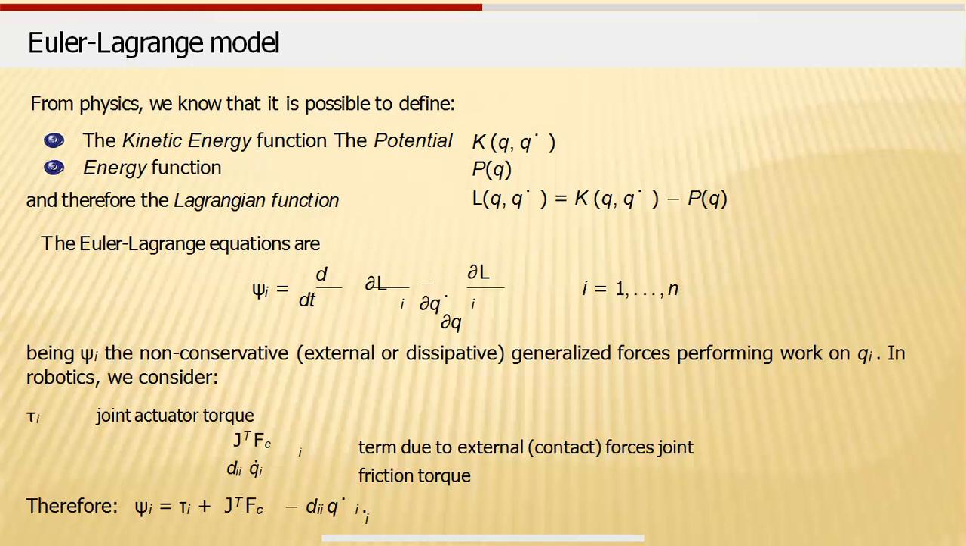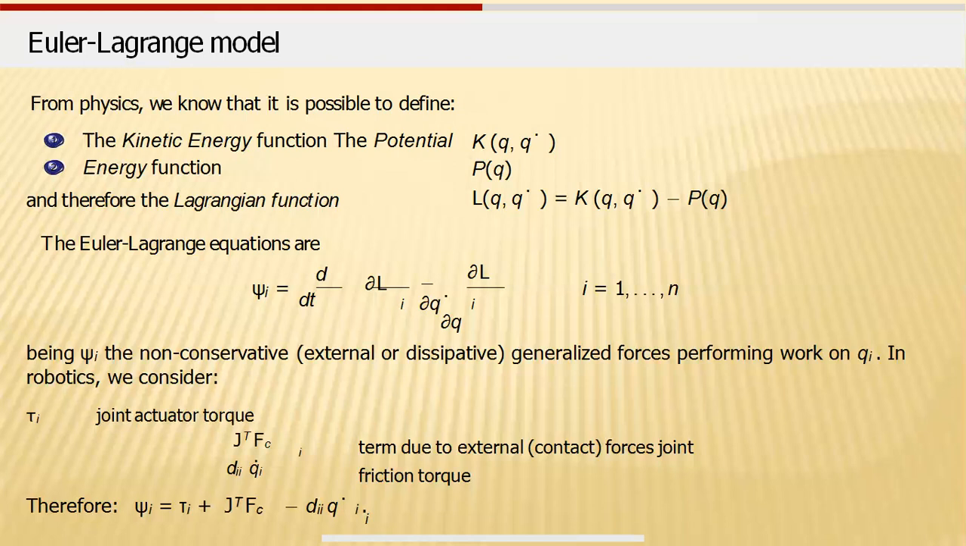Hence, the Euler Lagrangian equations here are: psi of i is equal to d by dt of del L by del q dot i, minus del L by del q i, where i is equal to 1, 2, based upon the different links. And psi is the external conservative or dissipative generalized forces that lead to commencement of the work on the links, that is Qi.